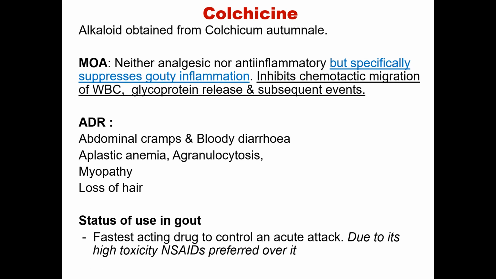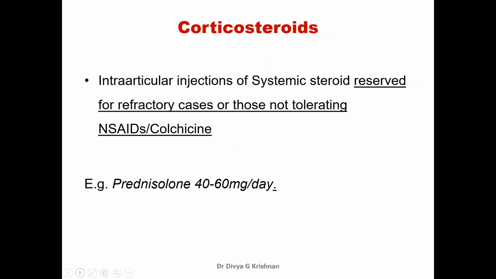So one thing that characteristically stands out in this drug is that it is only effective against gouty inflammation. Now, when you look at the ADRs of this drug, they are quite unwanted and severe. A patient might end up with abdominal cramps and bloody diarrhea. There could be disorders of the blood like aplastic anemia, agranulocytosis, myopathy, and loss of hair. And because of these notable ADRs, colchicine is less preferred for an acute attack of gout as compared to NSAIDs.